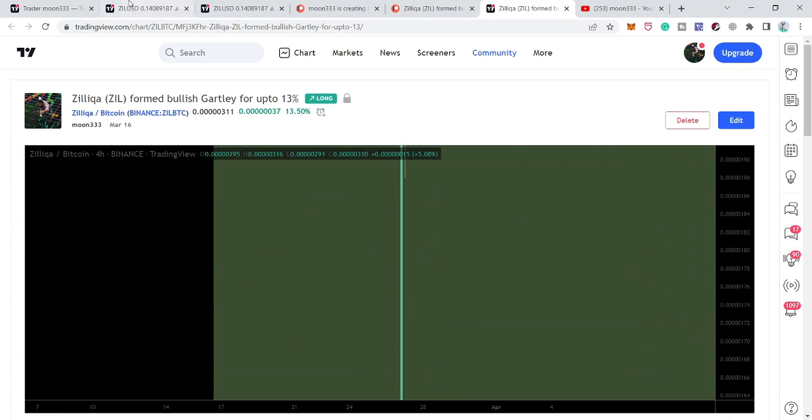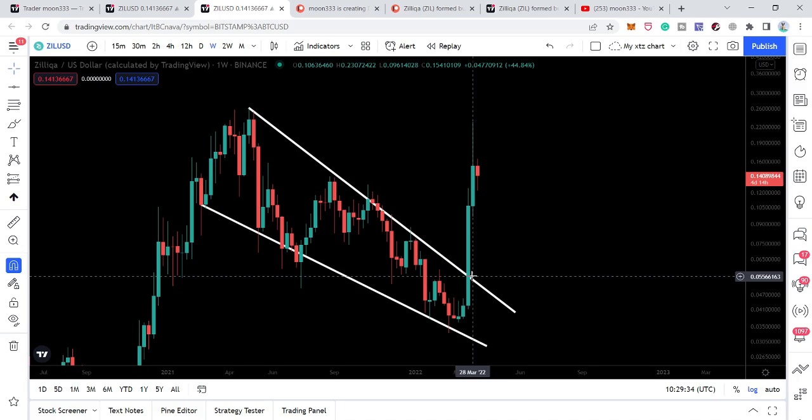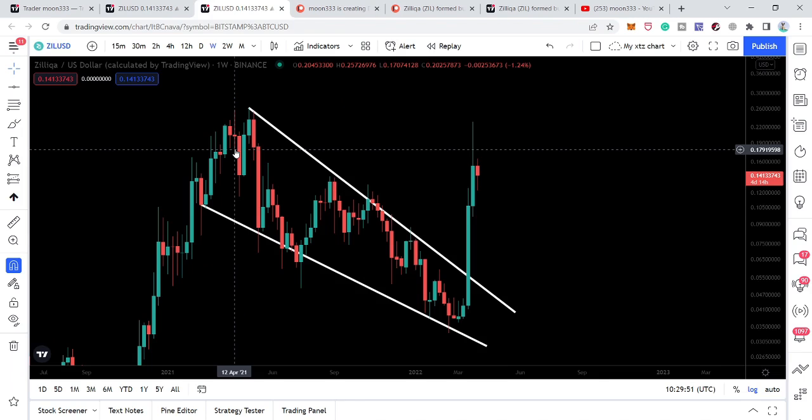Now let's move to the live chart. And this is the hourly time frame. By the way, before this, the price line broke out this falling wedge pattern during this move when I shared this idea. And the price line turned bullish from this potential reversal zone of this Gartley. It also broke out during this very, very strong bullish rally. It also broke out this very big falling wedge pattern that is formed on the weekly time frame.